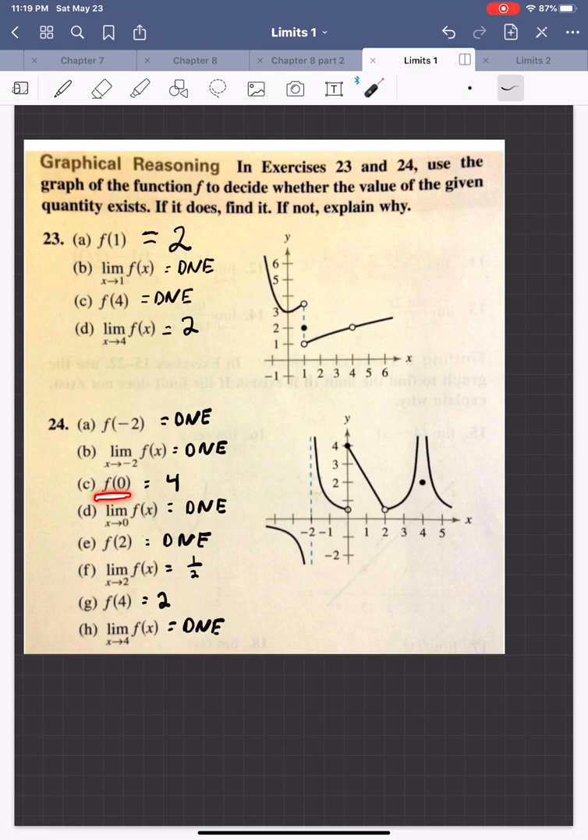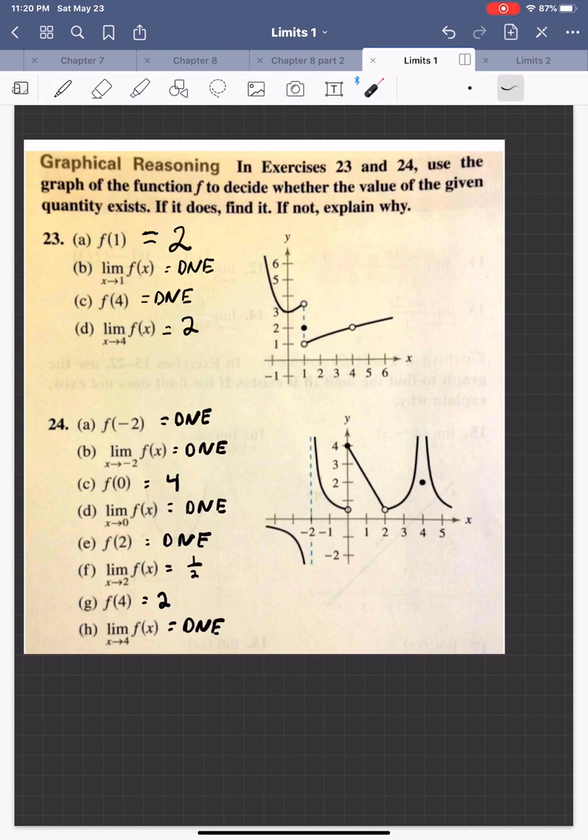All right, so what about f of 0? When x is 0, what is y? So here's when x is 0, and if we move up to the solid line, this is y. We see that y is equal to 4 when x is equal to 0. So now what about the limit as x approaches 0?